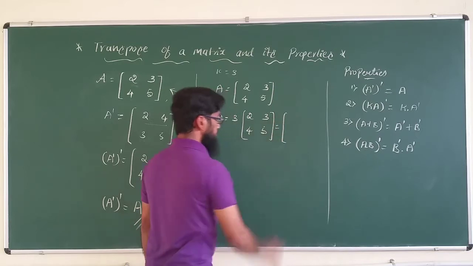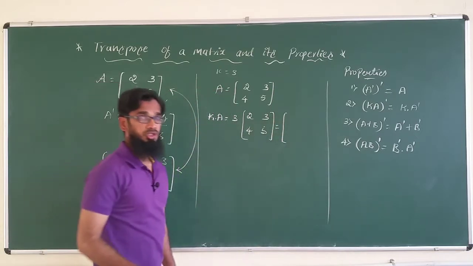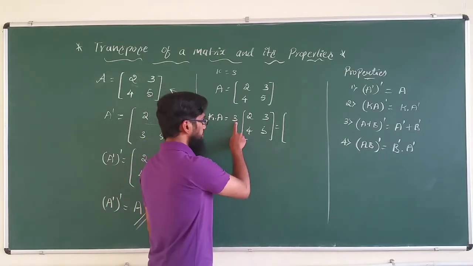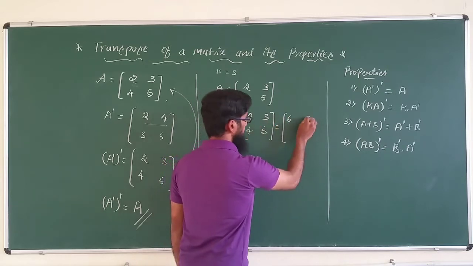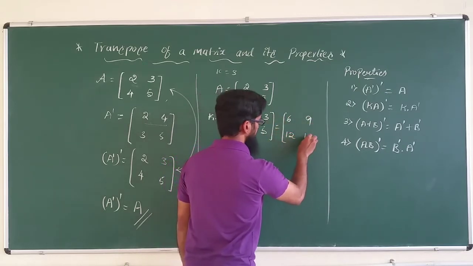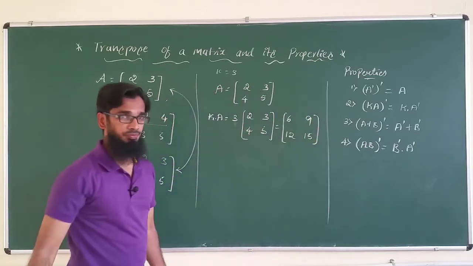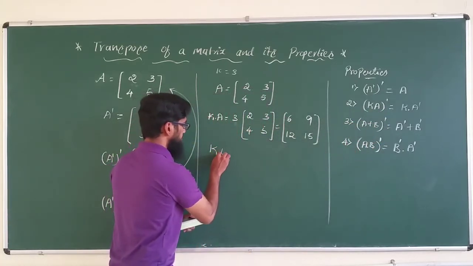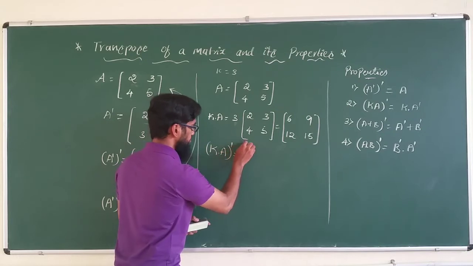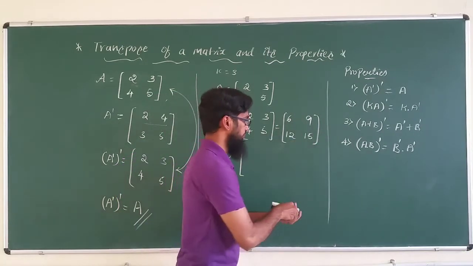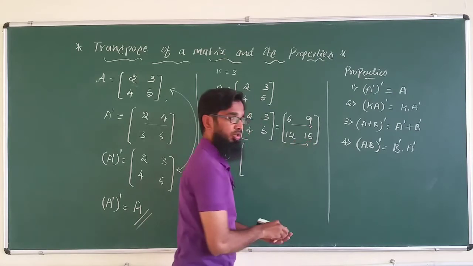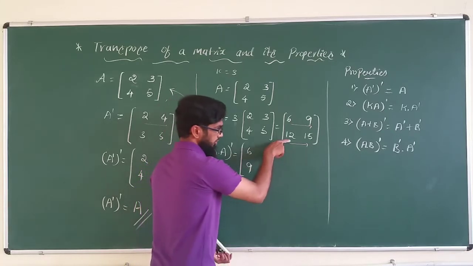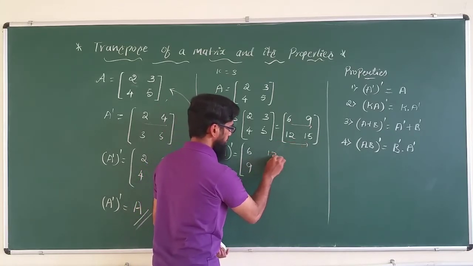When we studied scalar multiplication, we multiply the constant with all the elements of the matrix. So that is 3 2s are 6, 3 3s are 9, 3 4s are 12, 3 5s are 15. So this is K into A. But if I find the transpose of this matrix, it becomes (KA) whole transpose, and for this matrix I have to interchange rows to columns. Take the first row and write it in the first column, and the second row in the second column, that is 12, 15.